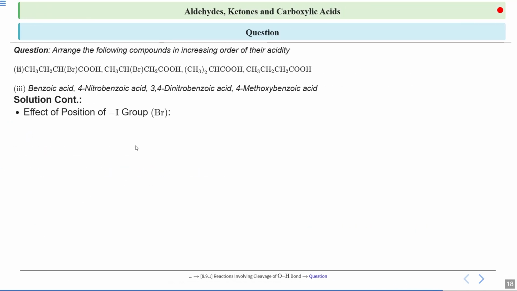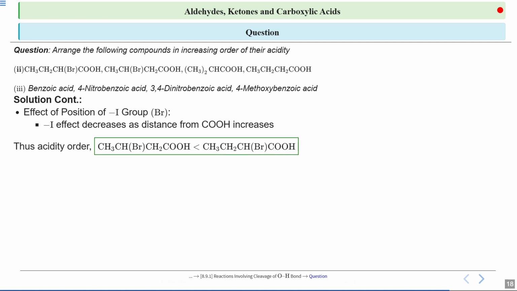Okay. Now if we see the effects of position on minus I group. Here there is a difference in the position of the Br. Minus I effect decreases as the distance from the carboxylic acid increases. That means the closer the bromine is to the COOH group, the stronger will be its effect on the acidity. If you see over here, the bromine is attached to the second carbon and here the bromine is attached to the third carbon.